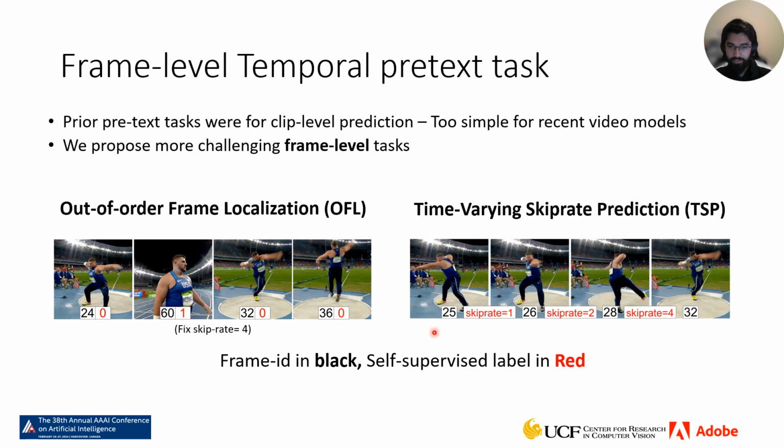And similarly, we have a time-varying skip rate prediction pretext task as well. Compared to the prior pretext task of varying the whole sequence with a single skip rate, we vary each frame with a fixed set of skip rates. And the task is to predict the skip rate between each consecutive frames.